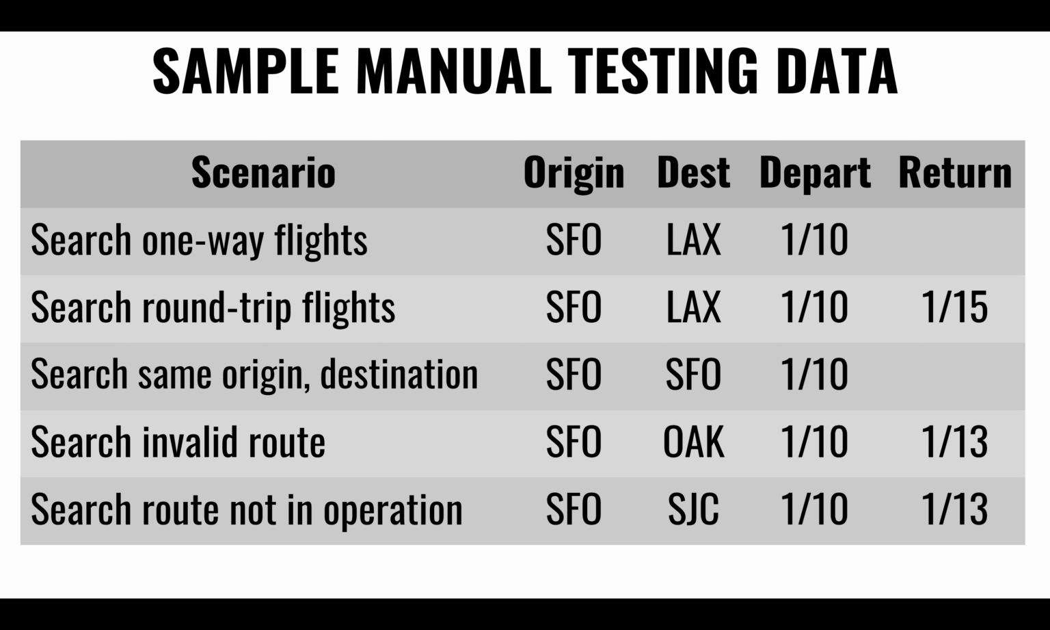We might focus on some of the more common aspects of searching for a one-way flight or a round-trip flight, and then maybe not consider as much the ones that are more rare. That you ask us for an invalid route that it's impossible to travel, or maybe a route that is not in operation anymore, or that you ask us to travel from the same origin and the same destination. So we would capture all the different test data that we could be using in the test plan.